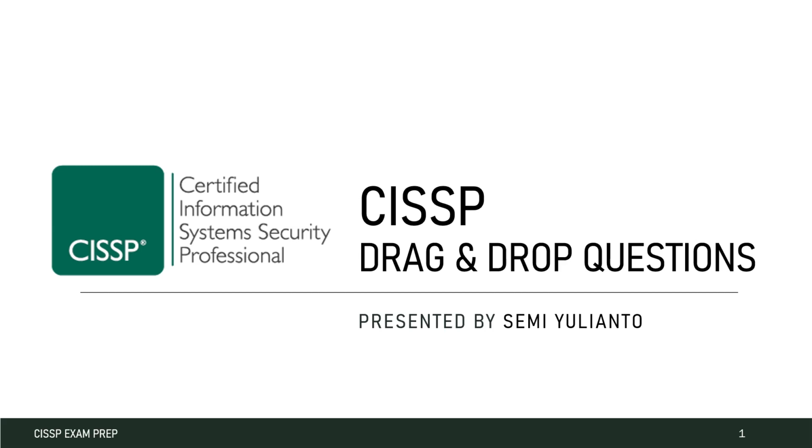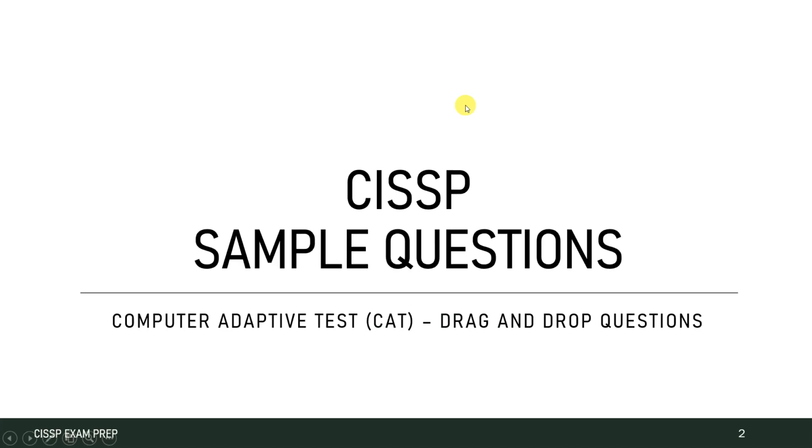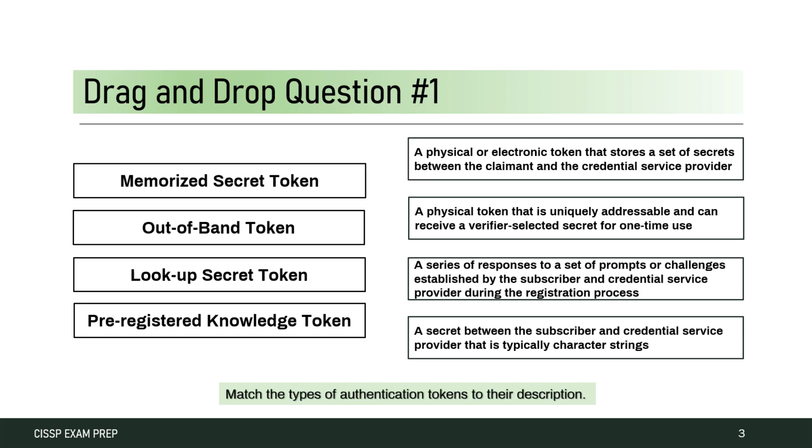Now, these drag and drop questions are only applicable to the latest CAT, or computer adaptive test. Let's get started with the sample questions. Okay, drag and drop question number 1. Match the types of authentication tokens to their description.